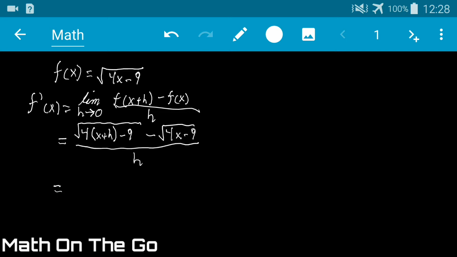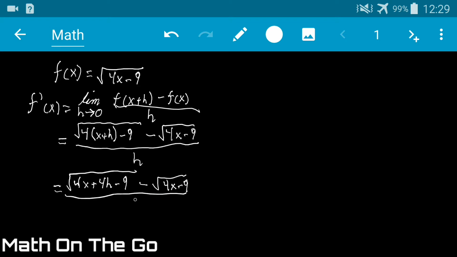Now, we're going to distribute the 4. So we have the square root of 4x plus 4h minus 9, minus the square root of 4x minus 9, again, over h. Now what we're going to do here is we're going to rationalize the numerator.